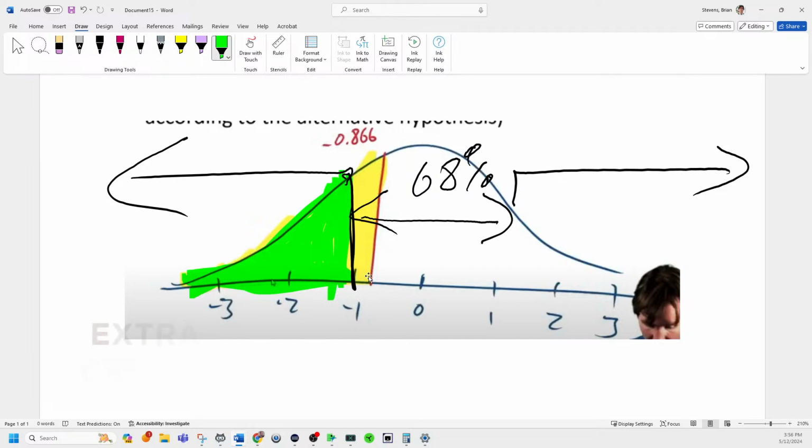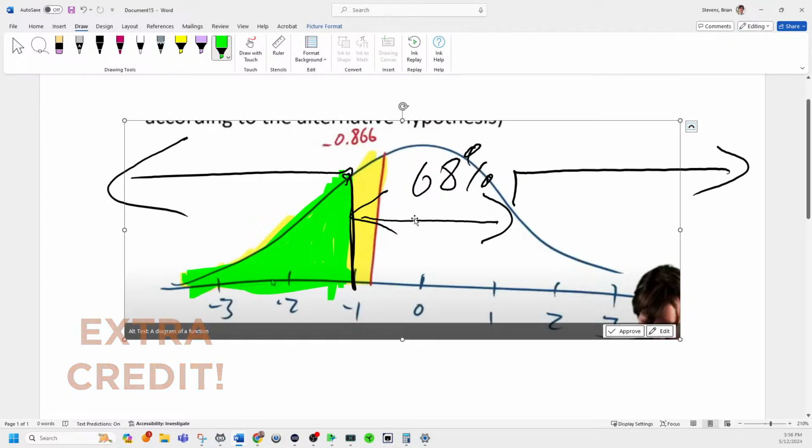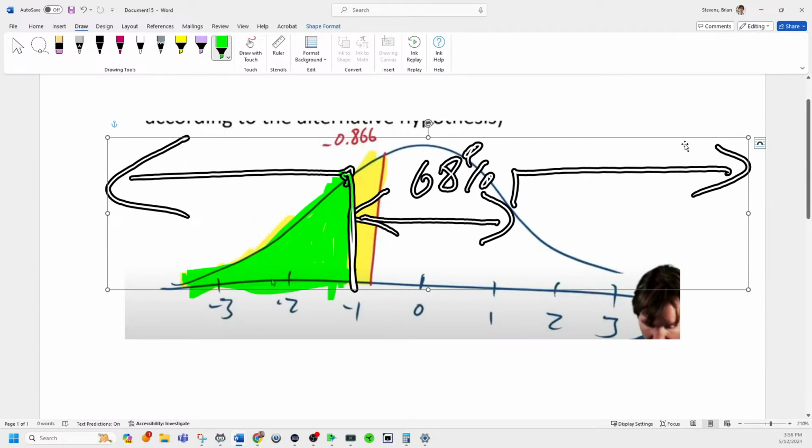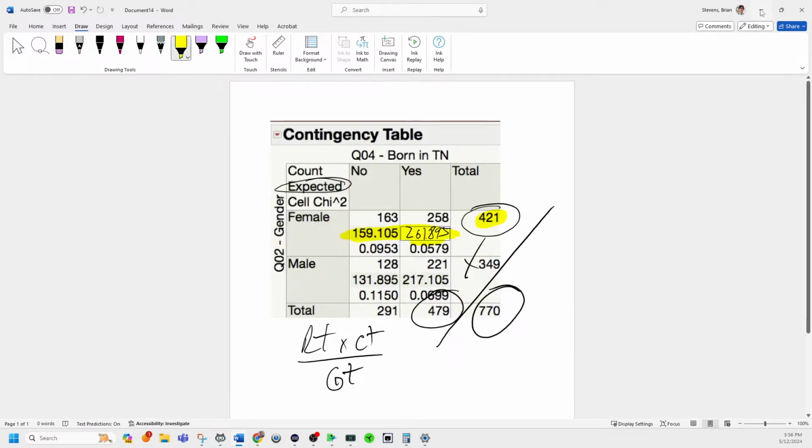Erica said it right there: 16. Lillian said 16 too. Because the area below -1 is 16%. And Mojo has a good answer too, it's probably about 20%. Yep. It's because the empirical rule says 68 in the middle, then there'd be 16% in either tail, so it has to be a little bit bigger than 16.